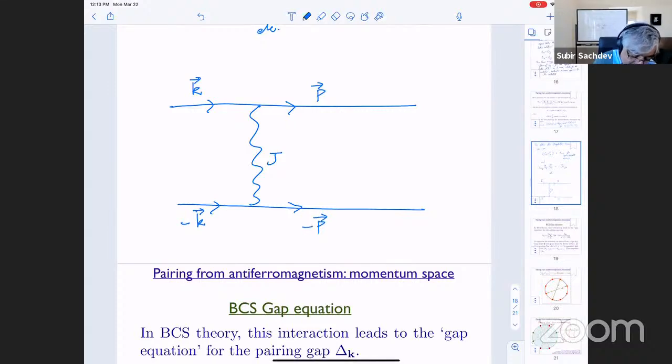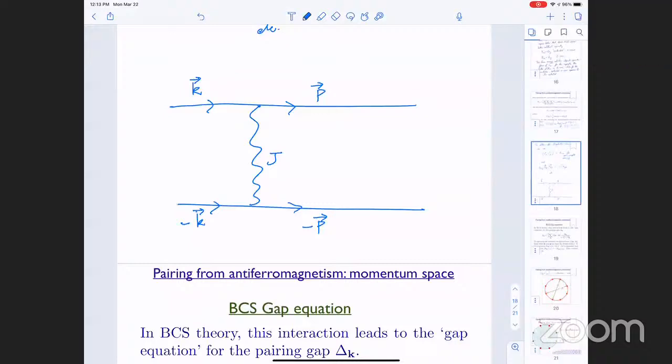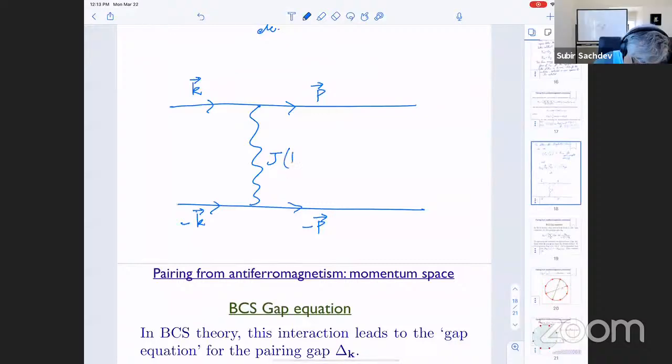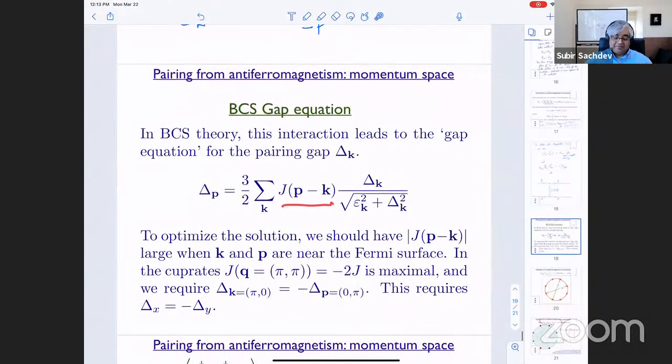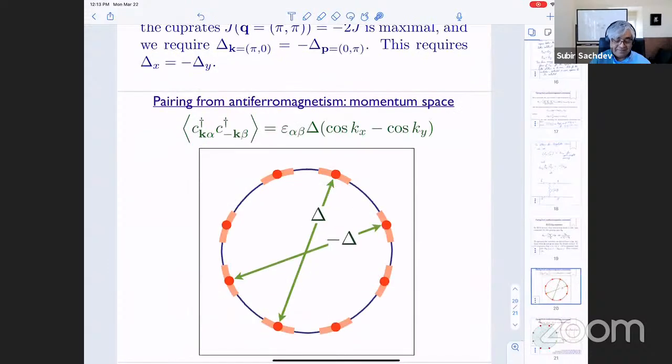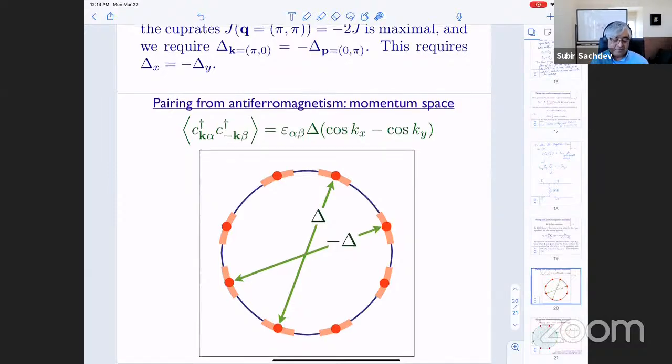And now to conserve momentum, you see that this exchange interaction should be at momentum K minus P, or the other way around. It's an even function anyway. Now you conserve momentum over here and also over here. And that's why you get the J of K minus P. So really the way you think about this is you have a Fermi surface, you have a pair of electrons on the opposite sides of the Fermi surface, and they keep getting scattered around to different points of the Fermi surface. And the interaction you pick up is the momentum transfer from, say, this point to that point.